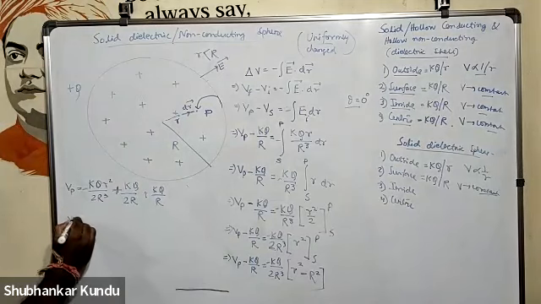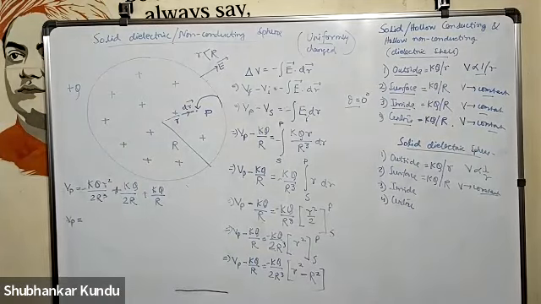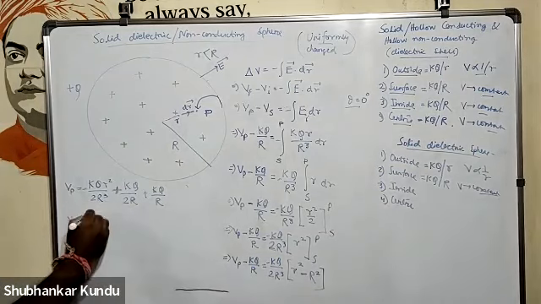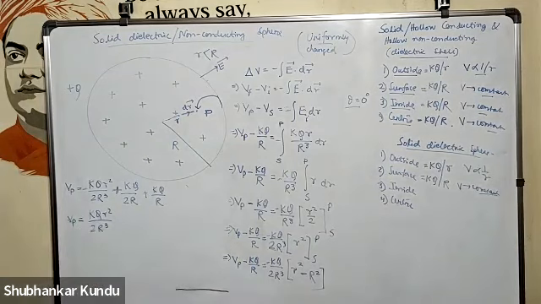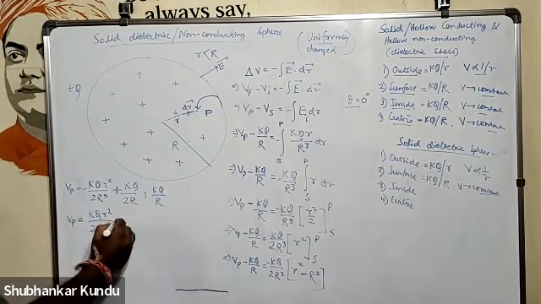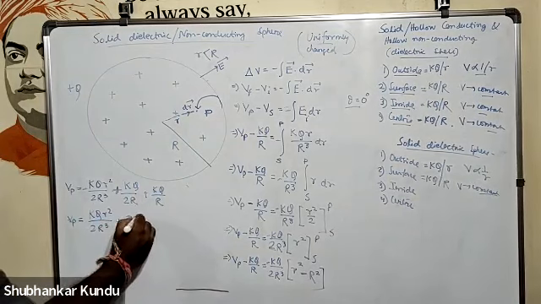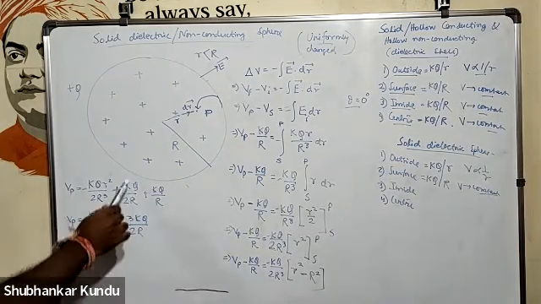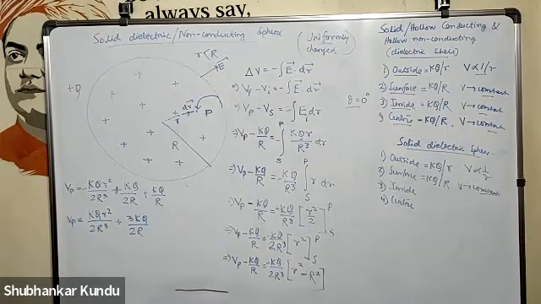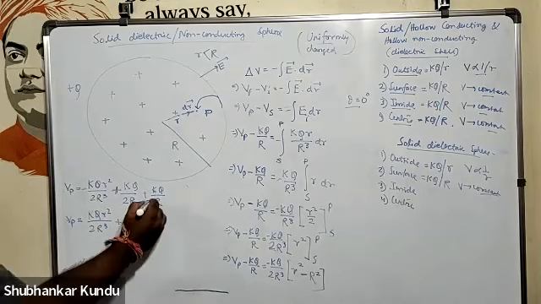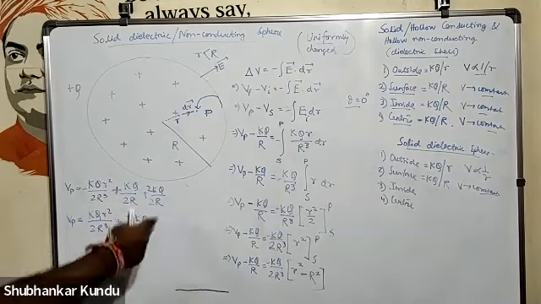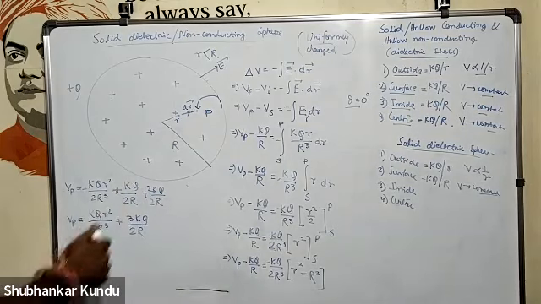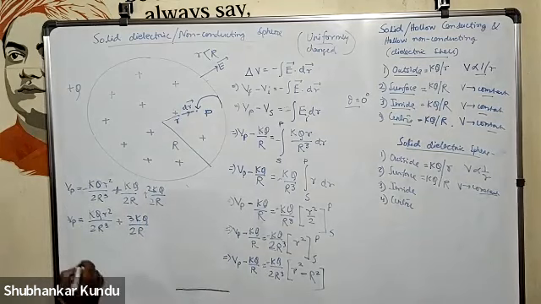So V at P is equal to, this will be giving us what? This will be giving us KQ r square upon 2R cube. And this will be giving us, KQ upon 2R plus KQ upon R. What will it be? 3 KQ upon 2R, right? Now take the LCM as 2R: 2 KQ plus KQ, 3 KQ upon 2. Now let me take common from here KQ upon R.